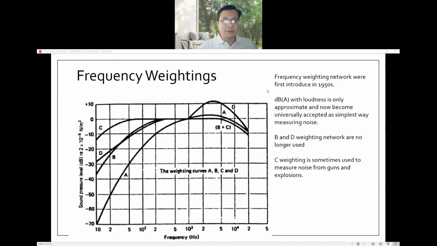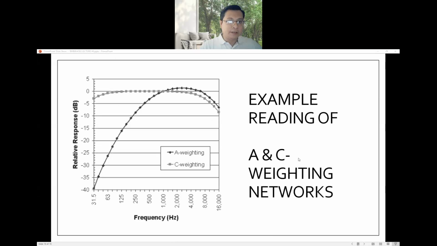The frequency weighting network was first introduced in the 1950s. So this one is also a mapping. B and D are weighting networks, as mentioned already in the graph. So weighting by frequency, and the B and D weighting networks are no longer used. The C weighting is used for noise from guns and explosions.